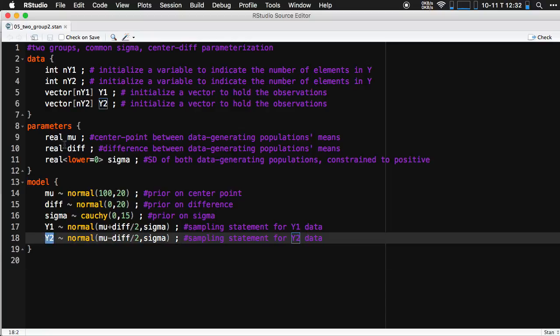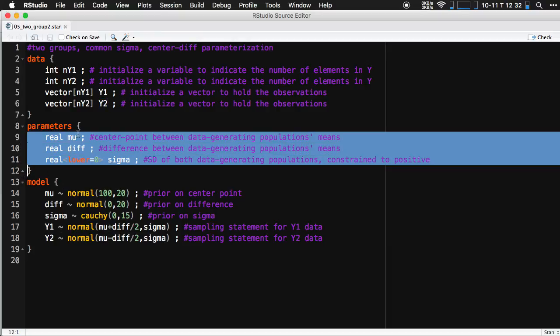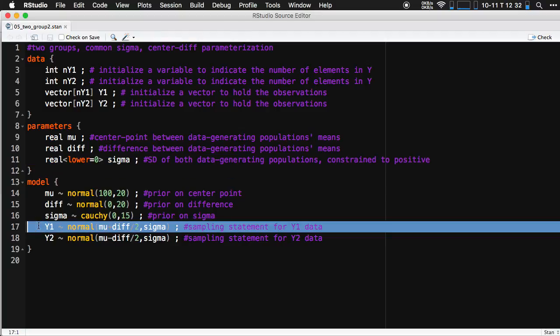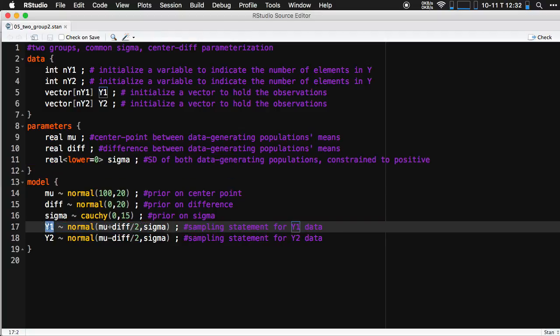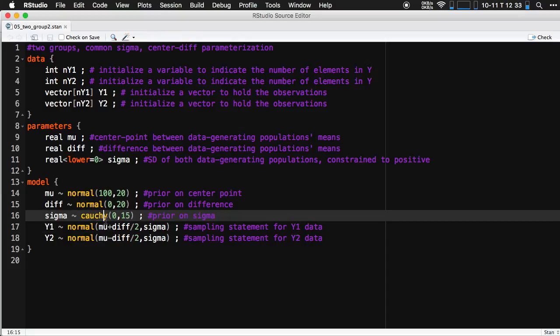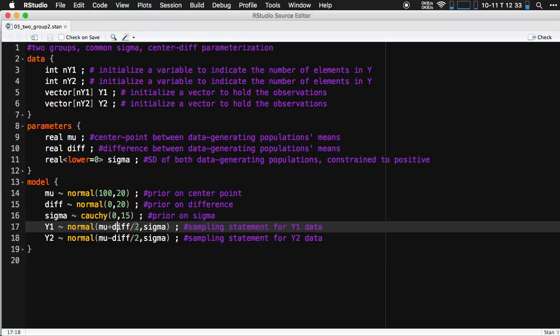We can even glance through here and see that we've got a different set of parameters. But let's start with down here. So y1 is distributed as a normal distribution. Again, it's got a variability parameter called sigma. But now instead of something just called mu1, we're saying mu plus diff divided by 2. You actually don't need the divide by 2. You just would need to remember to divide by 2 in the posterior.